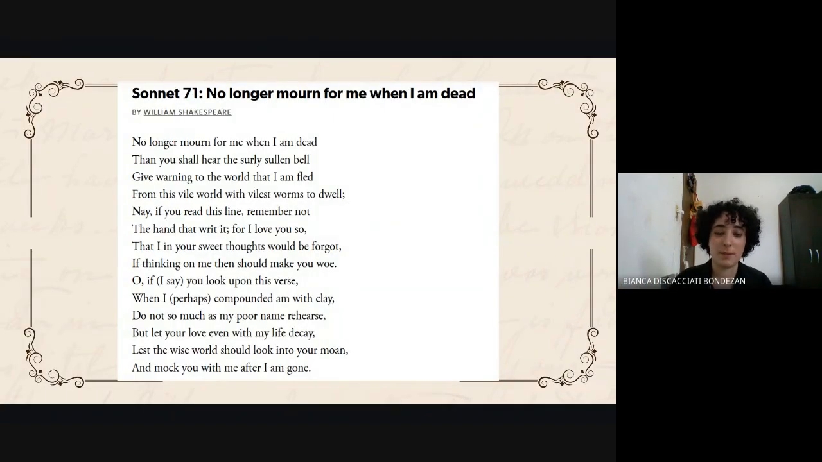And the first one I'm going to talk about is literally Shakespearean. It's from William Shakespeare. Both of the sonnets I'm going to talk about today are actually Shakespearean. So the first one is Sonnet 71, No longer mourn for me when I am dead. So I'm going to read it together with you.